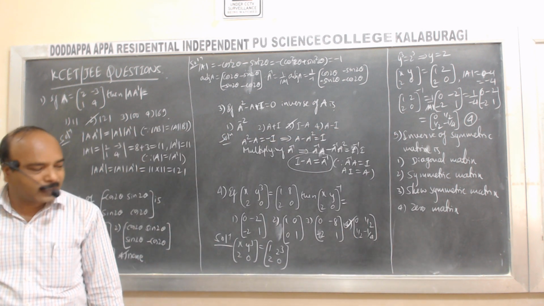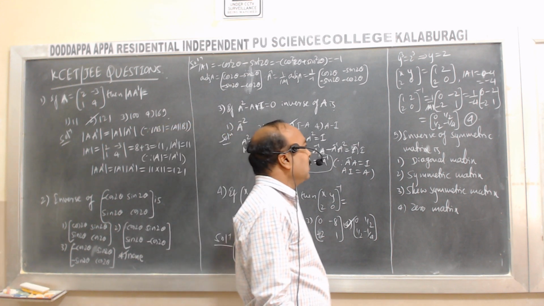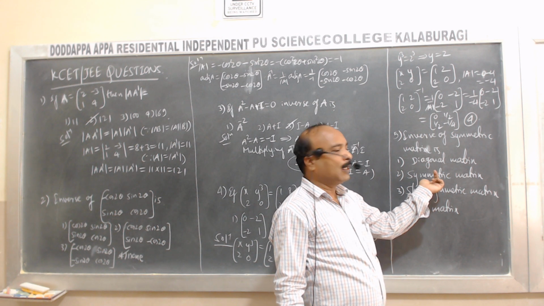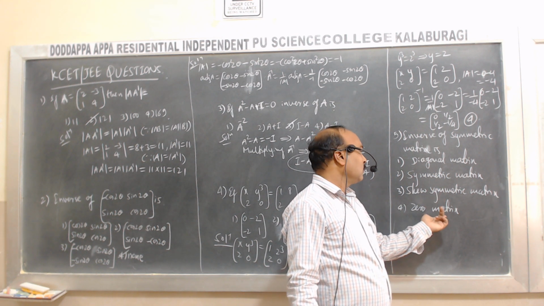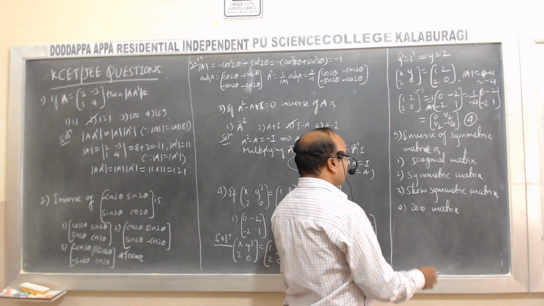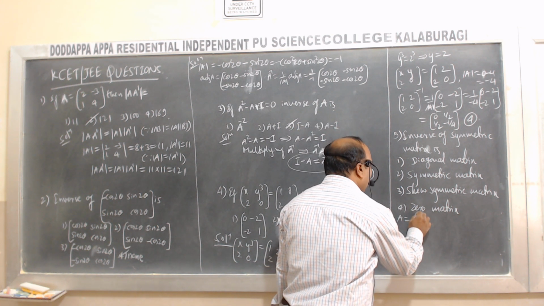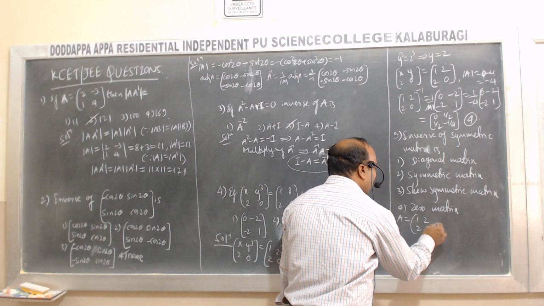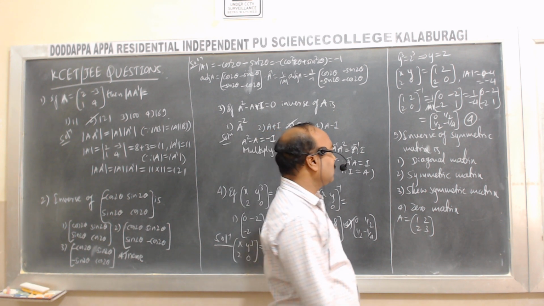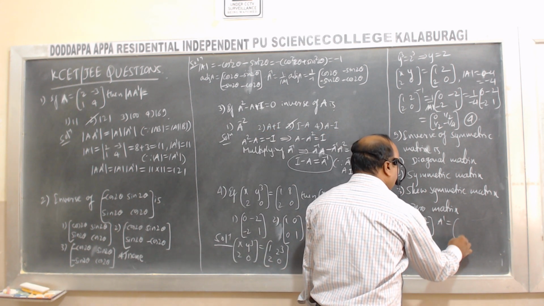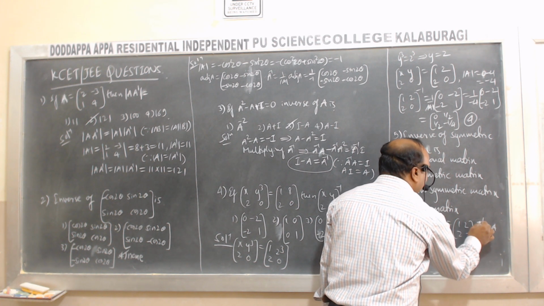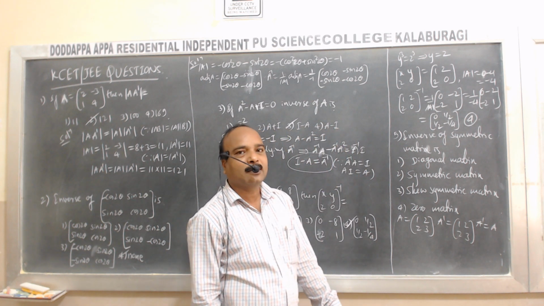Next we go for question number 5. The inverse of a symmetric matrix is: first option diagonal matrix, second symmetric matrix, third skew symmetric matrix, fourth zero matrix. Now we conclude by using one example. If you take A equal to [1, 2; 2, 3], a square matrix. Now if you check A dash, again you get [1, 2; 2, 3]. So we get A dash equal to A. Therefore here A is a symmetric matrix.